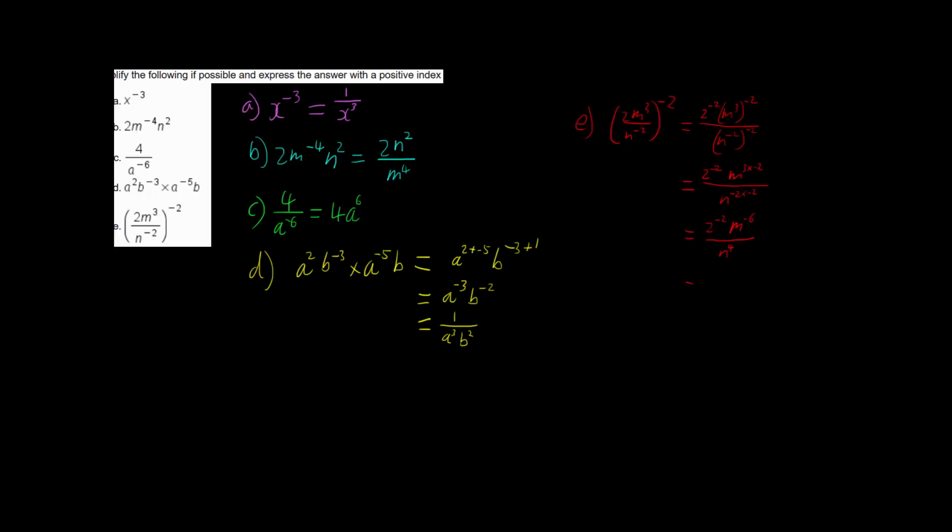Okay, so now again we just need to write this as positive indices, so we have 1 over 2 squared, because negative 2 brings a 2 to the power of 2 down. We have m to the negative 6, so we're going to have m to the power of 6. And n to the 4 is already positive, so we'll leave it alone. And then 2 squared we can easily write as 4. So we have 1 over 4m to the 6 n to the 4.